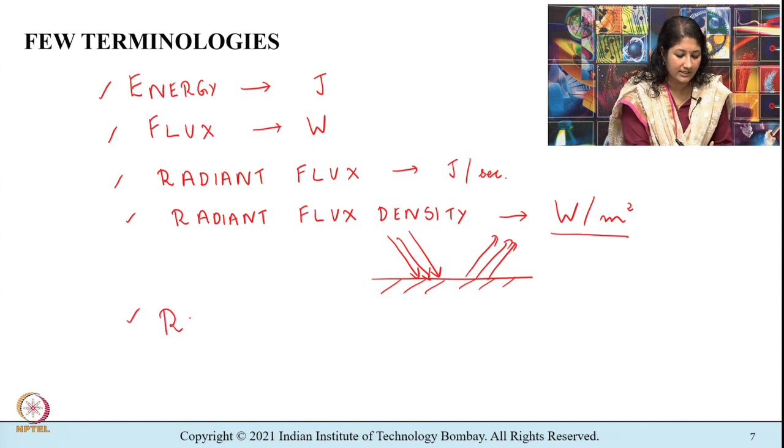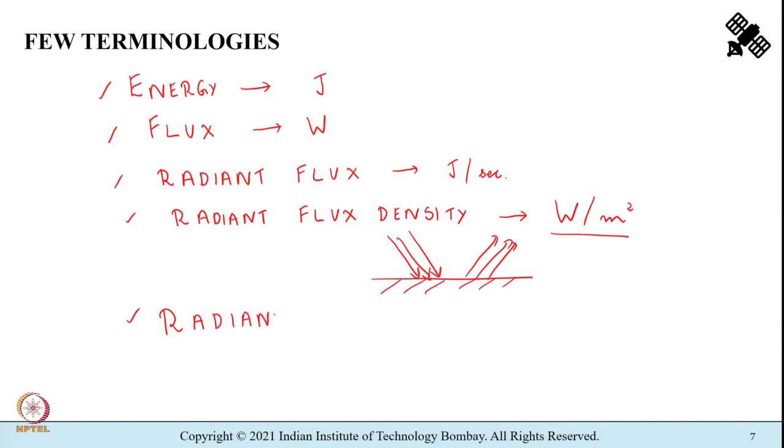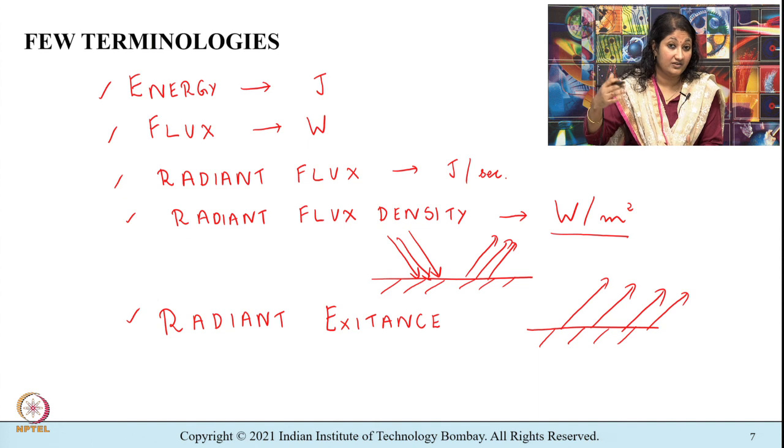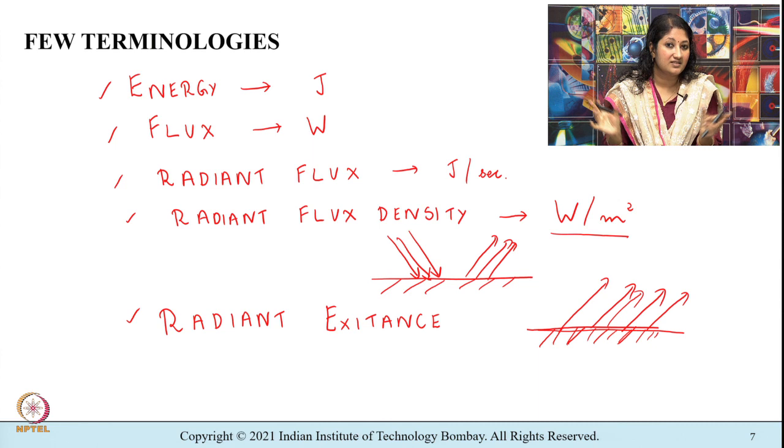Now let me give you one more term, that is radiant exitance. If the energy flow is away from the surface, then we use the term radiant exitance. If the radiant energy is incident upon a surface, then the term irradiance is used. And what is radiant exitance? If the energy flow is away from a surface, imagine these dashed lines show the surface, then we use the term radiant exitance or radiant emittance. It is measured in watts per meter square.